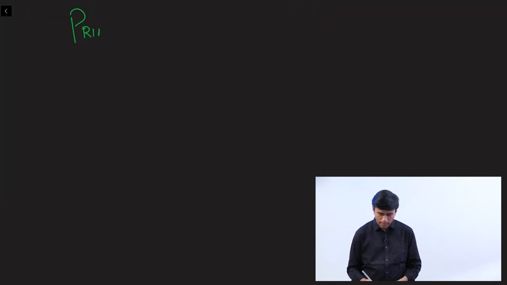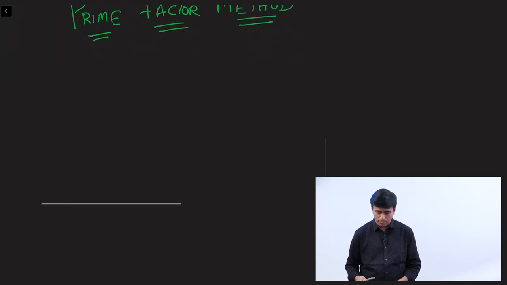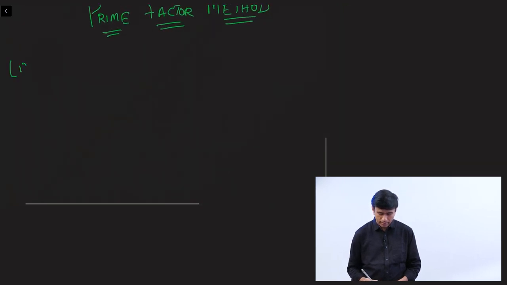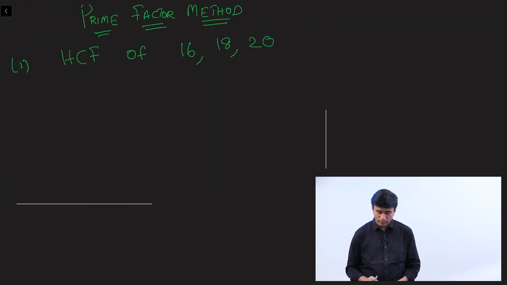It's the prime factor method. This method is commonly used for small numbers. Let's take an example. How do we find HCF of 16, 18, 20? As the name suggests, we need to find the prime factors of these numbers.